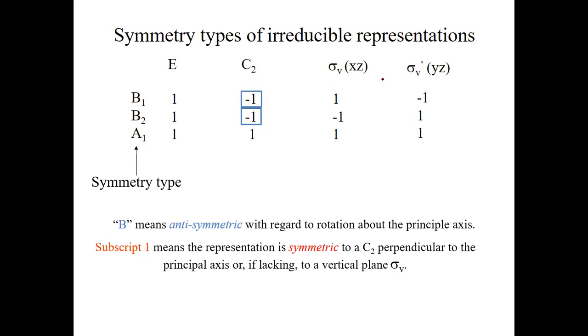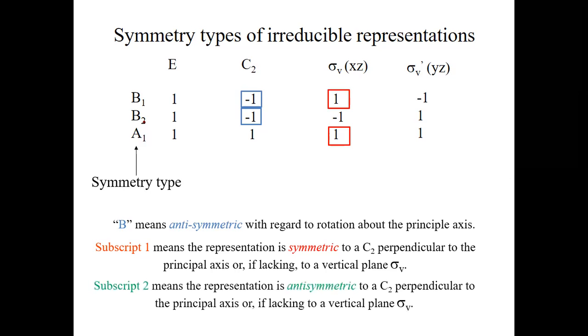This one here would be the sigma V prime, and you see that for these two irreducible representations in the first and the third row, the characters are 1, so we have a symmetric situation. So we get a subscript 1. Okay, if the situation is asymmetric, then the subscript is 2. Okay, so subscript 2 means that the representation is antisymmetric to C2 perpendicular to the principal axis, or lacking that, to a vertical sigma V mirror plane.